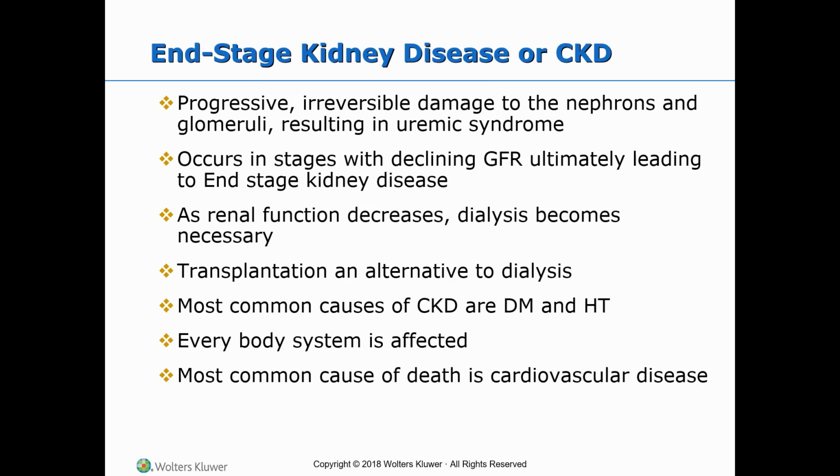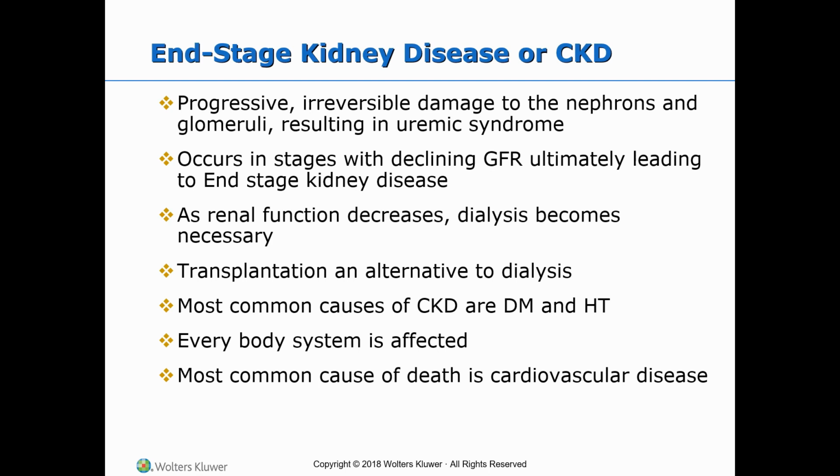The next topic is end-stage kidney disease or chronic kidney disease. Progressive, irreversible damage to the nephrons and glomeruli occurs in CKD. This causes accumulation of waste products in blood, resulting in uremic syndrome. 90% or more of nephrons gets destroyed and creatinine clearance decreases.